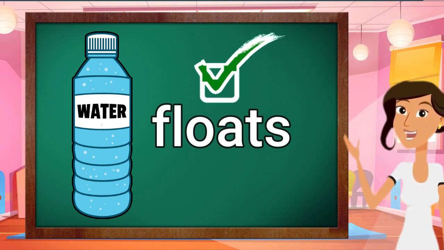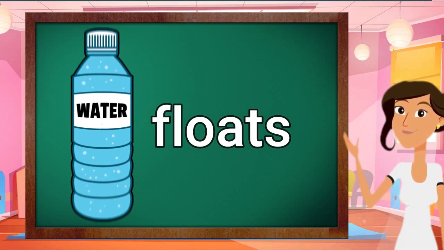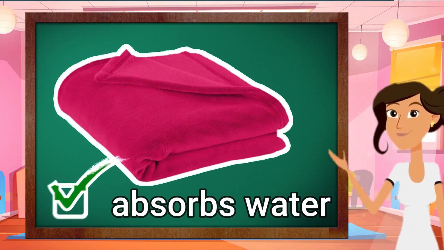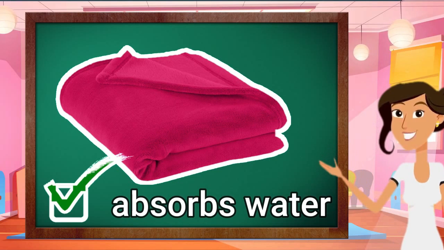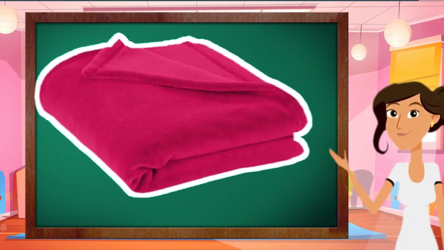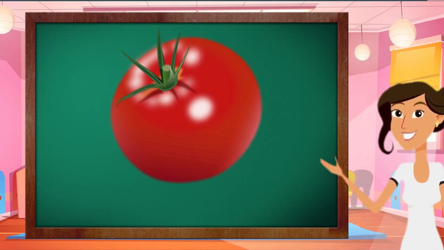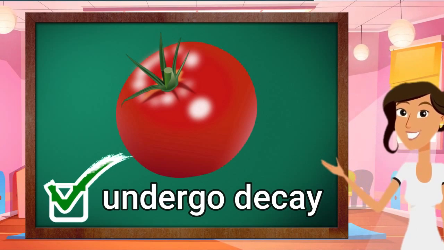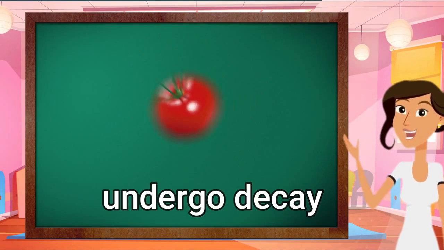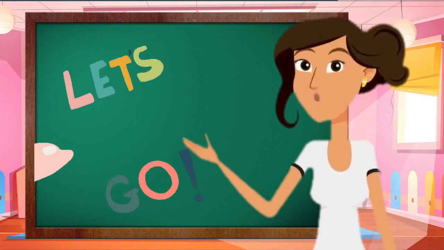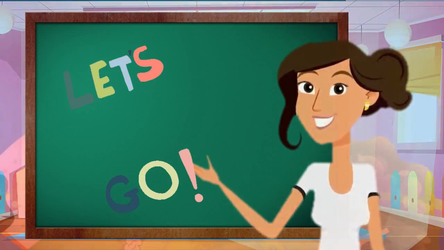Wow, you're correct. The water bottle floats. How about this picture? Amazing! You're doing great! A blanket absorbs water. And lastly, yes, exactly! Tomato undergo decay. Great job, kids! I am really happy because I know that you really understood our lesson.